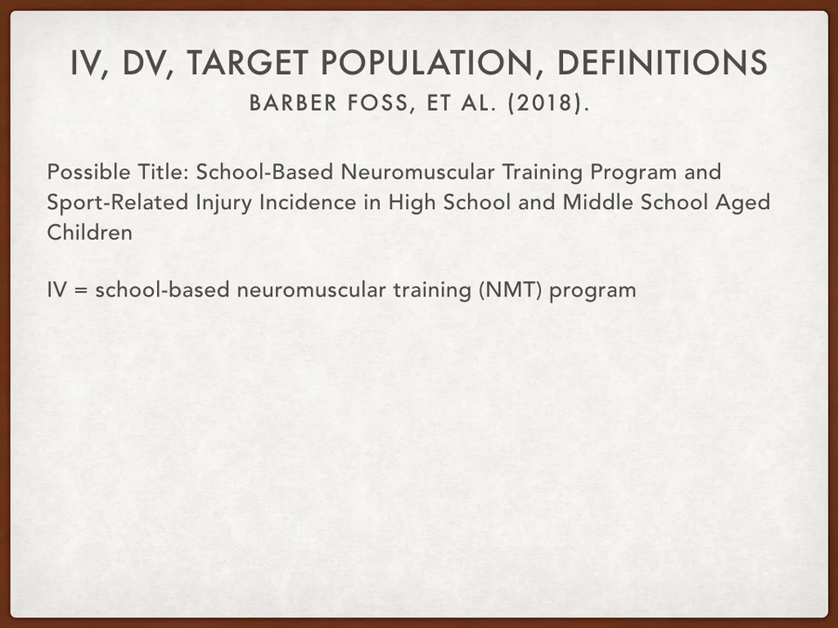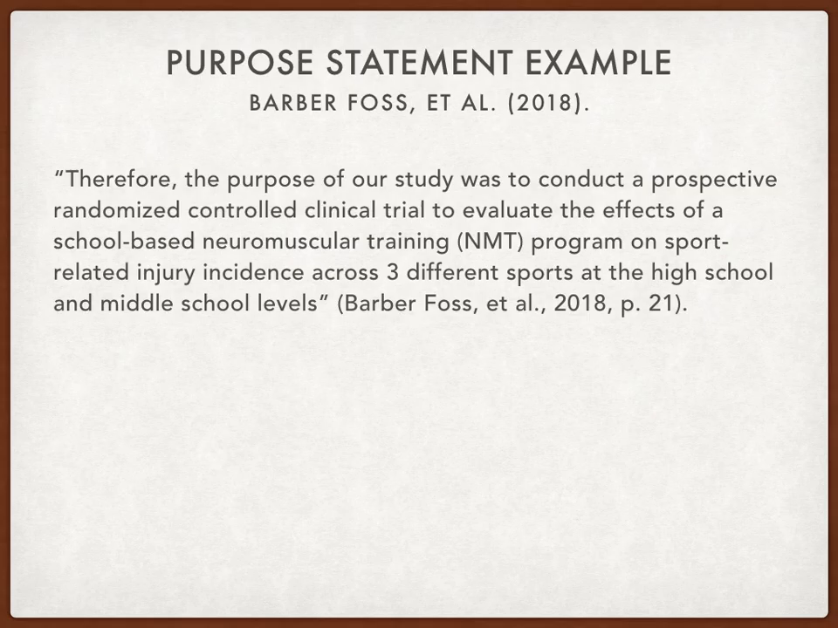So based on the purpose statement, the independent variable is the school-based neuromuscular training program. Now, if I had us go and look at the actual abstract, we can get a little bit more information about the independent variable. But just based on the purpose statement, I can tell that the independent variable was this. Now, how do I know that? Okay, I'm going to go back, sorry.